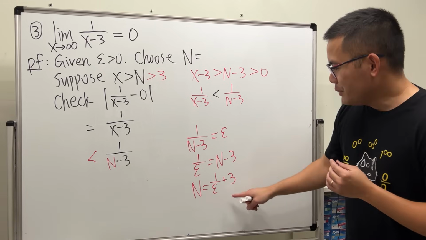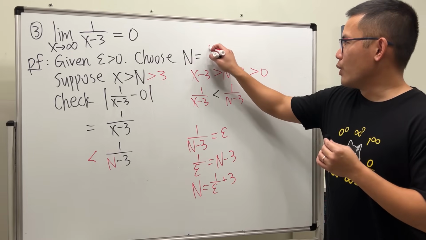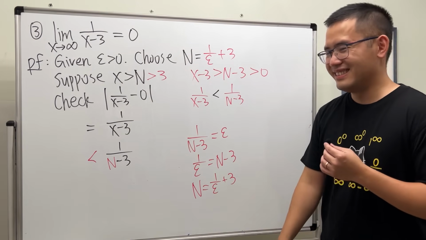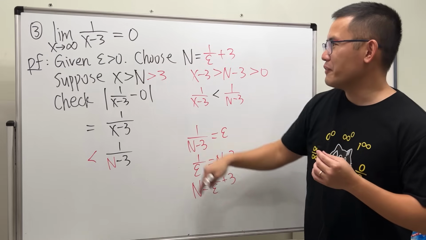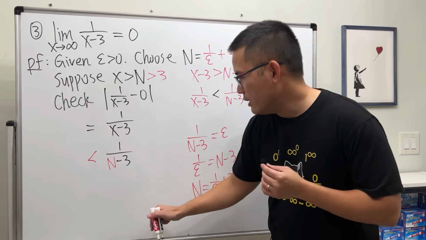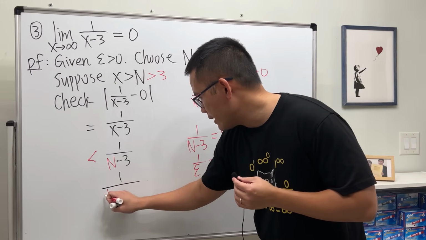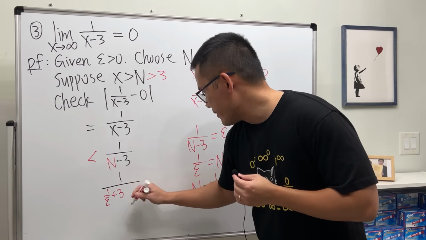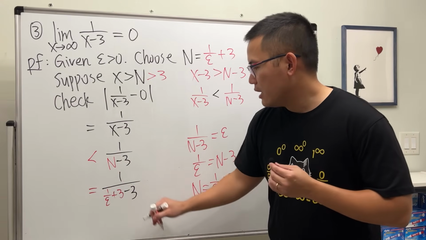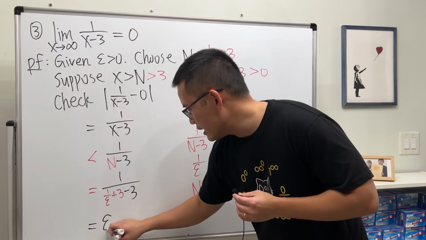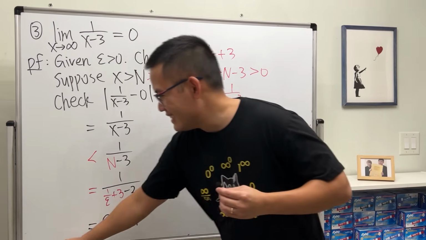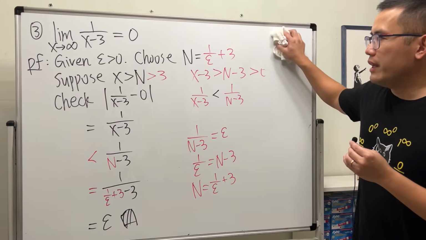Anyway though, you see, this is the n that we want. We want 1 over epsilon plus 3. So just note that, put that down for now and then hope for the best. So that being said, I'm just going to put this down for n. So we have 1 over epsilon plus 3 and then minus 3. Because n is equal to that, here it will be an equal sign. Work this out. Of course, we get epsilon. Done. Right? Done. So this is how you prove a limit when x goes to infinity.